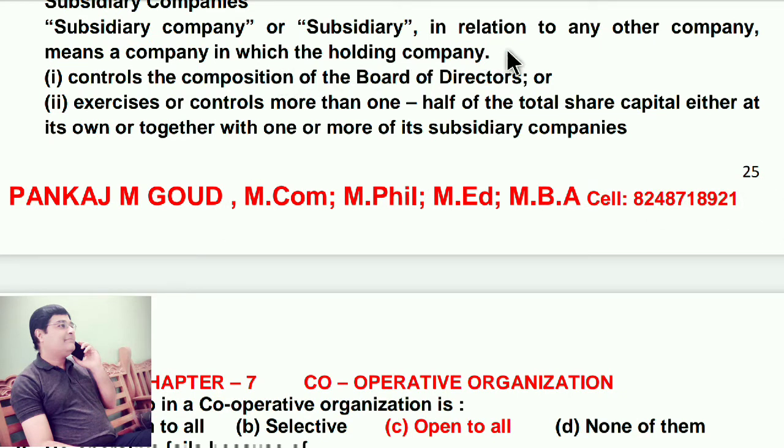Subsidiary companies. A subsidiary company or subsidiary in relation to any other company means a company in which the holding company controls the composition of the board of directors or exercises or controls more than one half of the total share capital, either at its own or together with one or more of its subsidiary companies. So, up to this, our sixth chapter is completed.